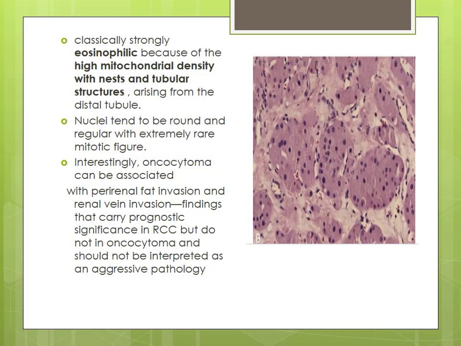On microscopic examination, they are eosinophilic because of high mitochondrial density, with nest and tubular structure. The nuclei tend to be round and regular, with extremely rare mitotic figures. Interestingly, oncocytoma can show perirenal fat invasion and renal vein invasion. That carries a very important prognostic significance in RCC, but not in oncocytoma, and it is not interpreted as an aggressive pathology. Oncocytoma is a benign entity.